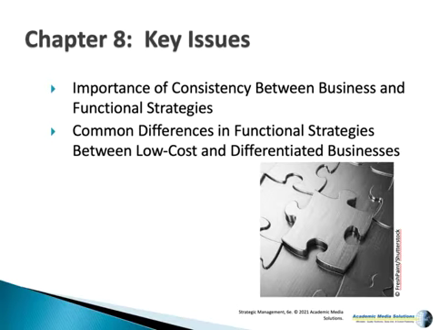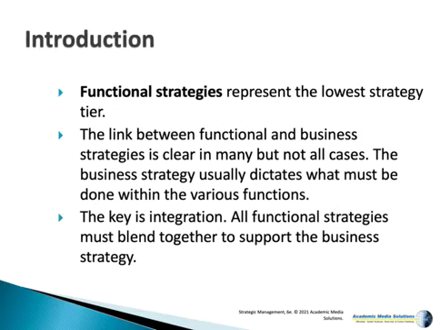So here we will discuss the importance of consistency among the strategy levels, particularly between the business and functional strategy levels. And we'll talk about common differences in functional strategies between low-cost and differentiated businesses. The easiest way to explain some of the issues associated with consistency between business and functional level is to use Porter's low-cost differentiated dichotomy. We won't be talking too much about focus or Miles and Snow in this chapter. The low-cost differentiated dichotomy will help us explain those differences pretty well.